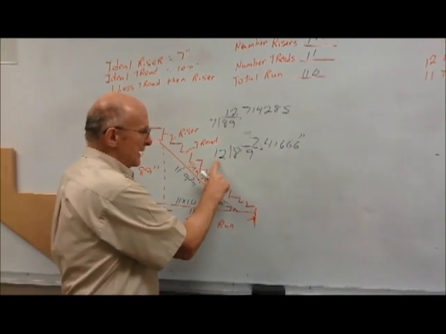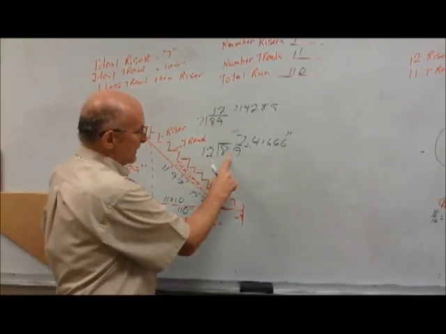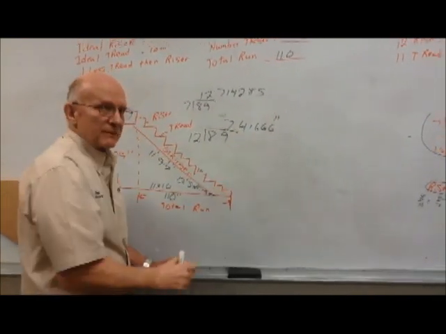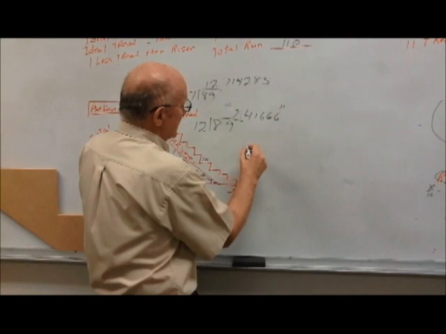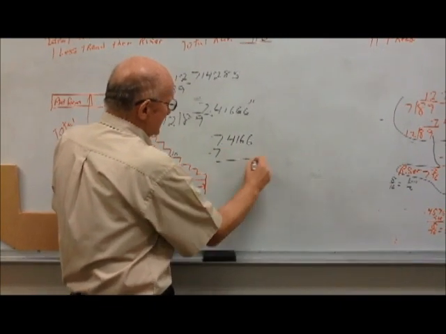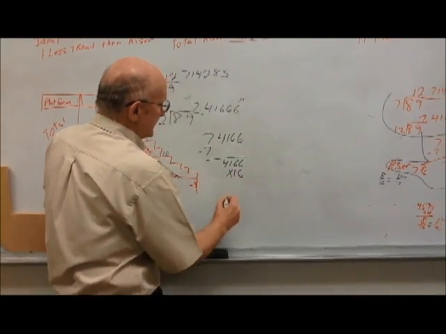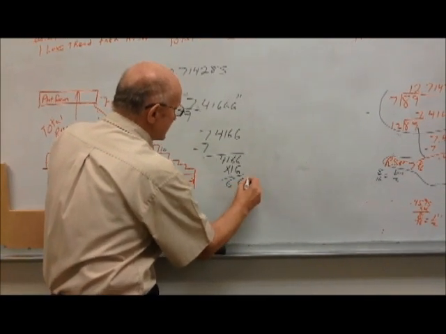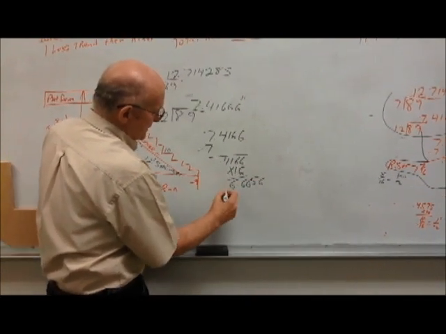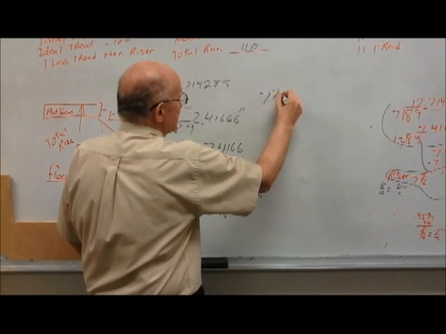So we know our total rise, we know how many risers we have, and we know that the ideal rise is 7 inches. If I take my 12 and divide it into here, I get 7.4166. That's 7 inches, and then this is my fraction. The smallest fraction on my tape is 16ths, so I'm going to take the 7.4166 minus the 7, which gives me 0.4166, multiply it times 16, and I get 6.6656. Since this number is larger than 5, I'm going to raise this to a 7, and it would be 7/16. So each of my risers would be 7 and 7/16.